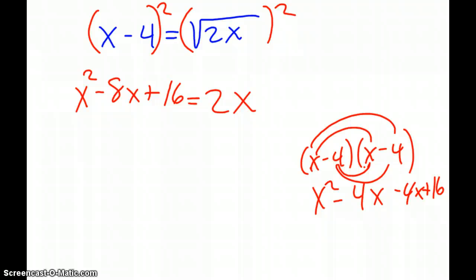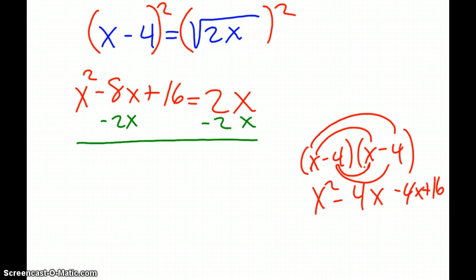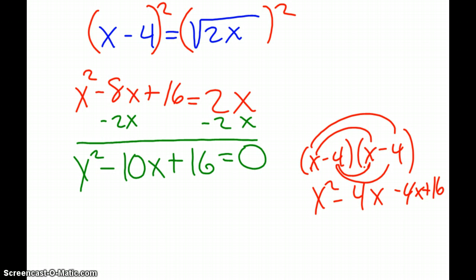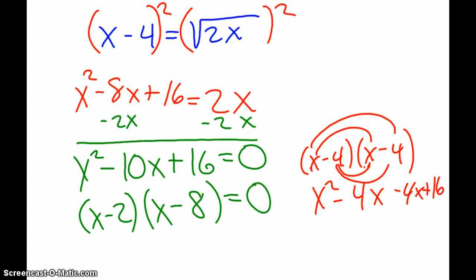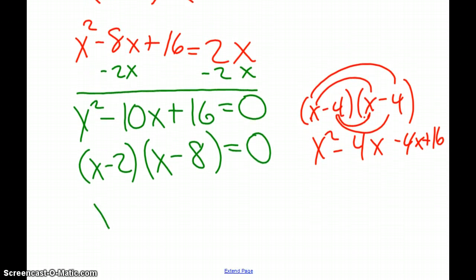Now, in order to solve this, I always want to set my quadratics equal to 0. So I minus 2x from both sides, making it x squared minus 10x plus 16 equals 0. I always want to check and see if my equation's factorable, because that's going to save me time. And in this case it is. There are numbers that multiply to 16 and add to negative 10. And those are x minus 2 and x minus 8 are my factors. So my two solutions I get are x equals 2 or x equals 8.